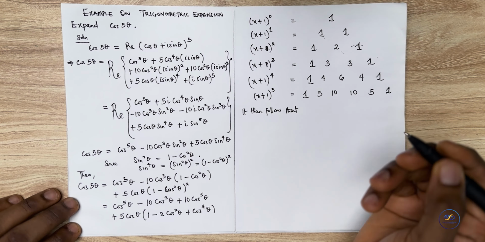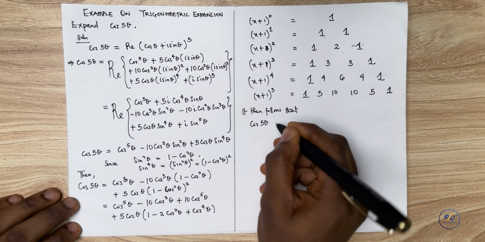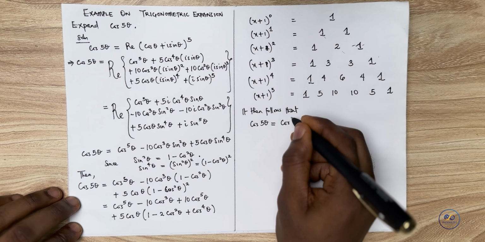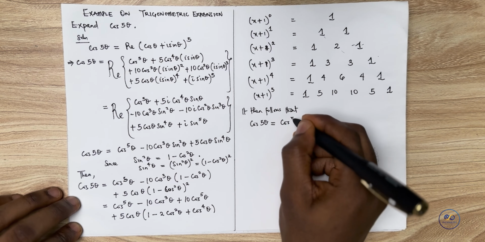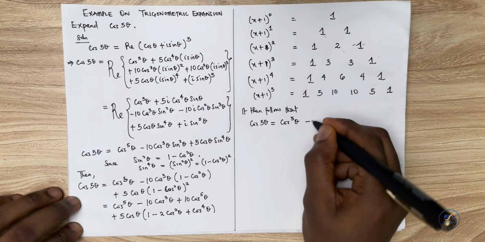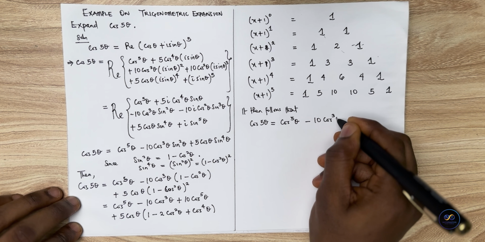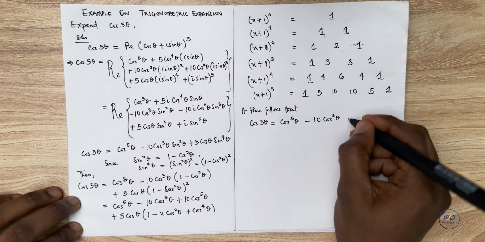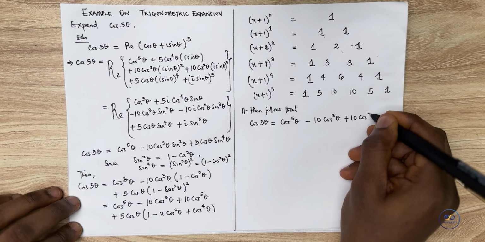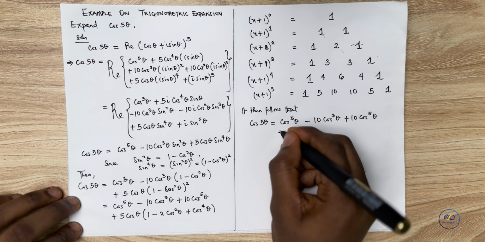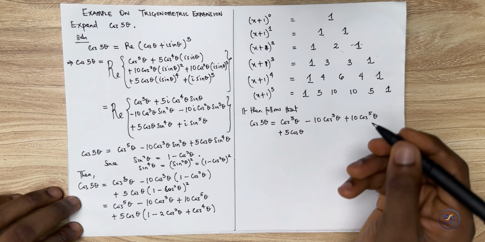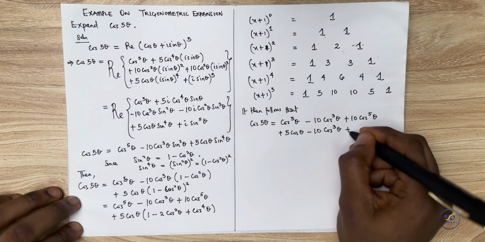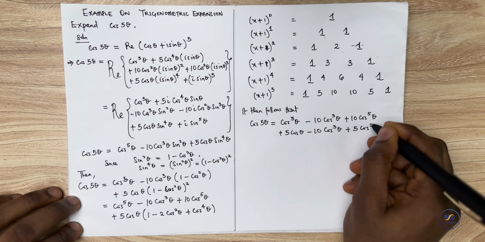It then follows that cos 5 theta will now simply be equal to cos raised to the power of 5 theta. Let's have all our terms out first before we begin to add and subtract where necessary. Minus 10 cos cube theta, right? Plus 10 cos raised to the power of 5 theta. Then plus 5 cos theta minus 10 cos cube theta. Then plus 5 cos raised to the power of 5 theta.